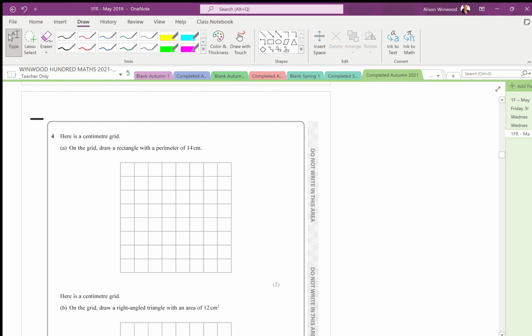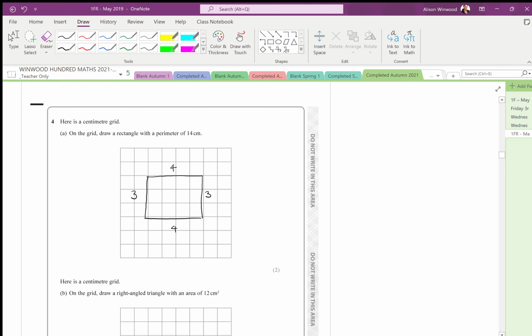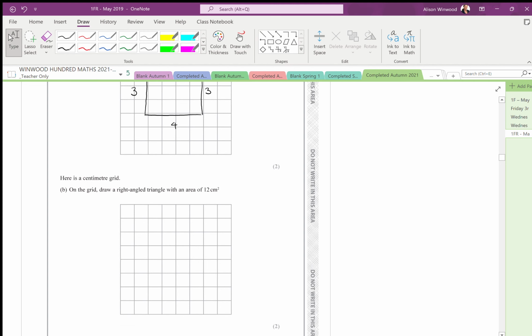A rectangle with a perimeter of 14, so if I go 4 across and 3 down, 4 across, 3 up, that adds up to 14. Right angle triangle with an area of 12. So if I have 6 high and 4 across, the whole rectangle would be 24, so therefore half of that, the triangle, would be 12.